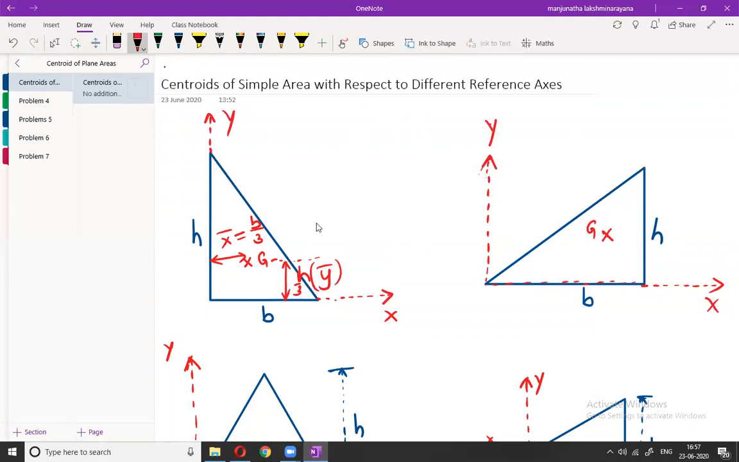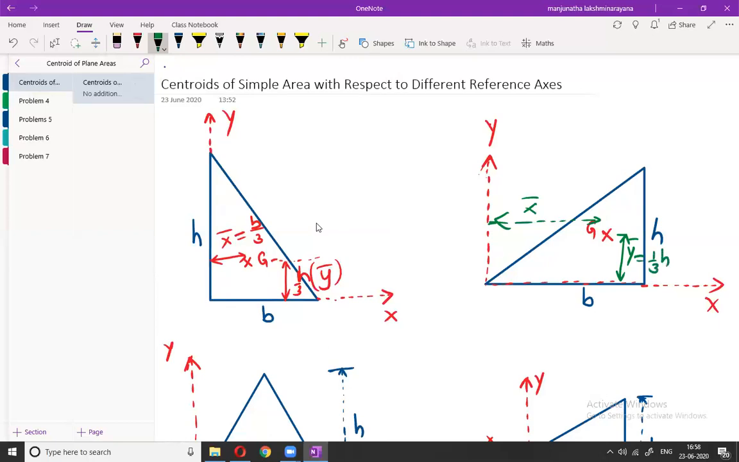We know that the distance of centroid from the y-axis is called x bar, and the distance of centroid from the x-axis is called y bar. Now, we know that from the base of the triangle, the centroid lies at a distance of 1/3. In the vertical direction, it is 1/3 of this height.